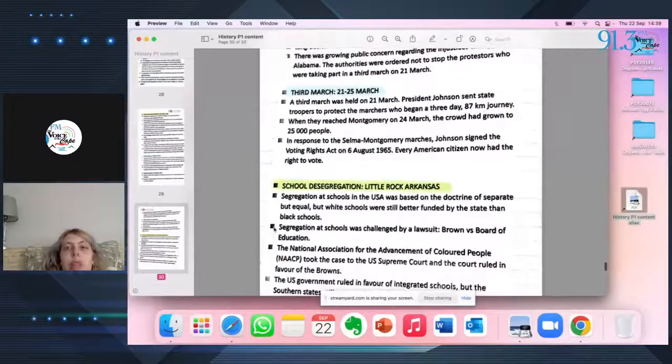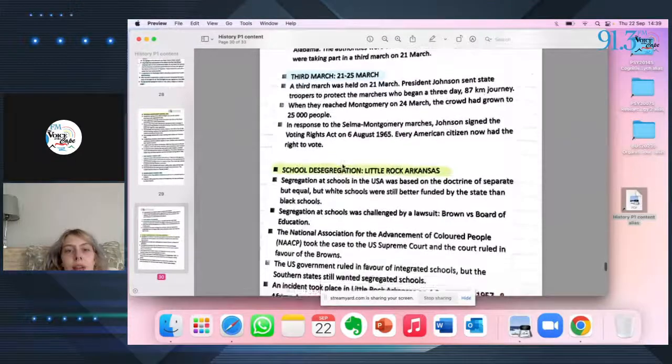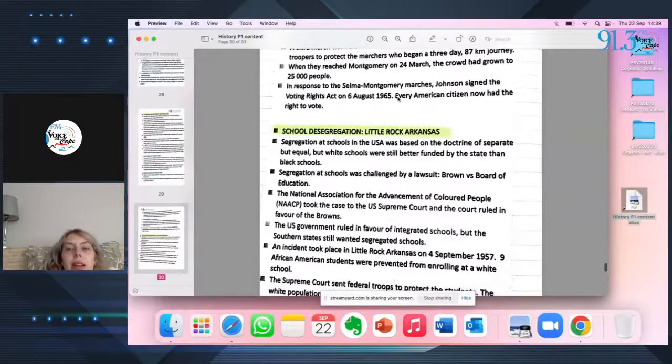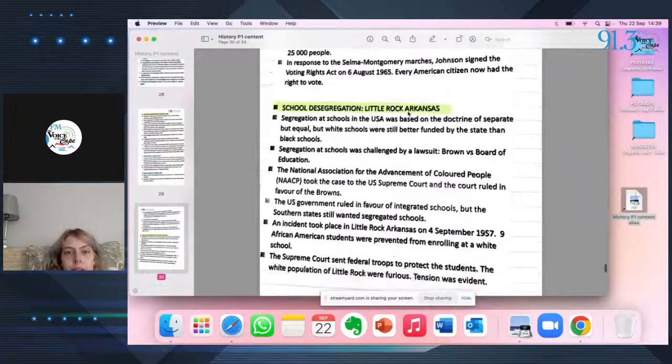The authorities were ordered not to stop the protesters who were taking part in the third march on the 21st of March. Okay, so the 21st to the 25th of March. A third march was held on the 21st of March. President Johnson sent state troopers to protect the marchers, who began a 3-day, 87-kilometer journey. When they reached Montgomery on 24 March, the crowd had grown to 25,000 people. In response to the Selma-Montgomery marches, Johnson signed the Voting Rights Act on 6 August 1965. Every American citizen now had the right to vote.